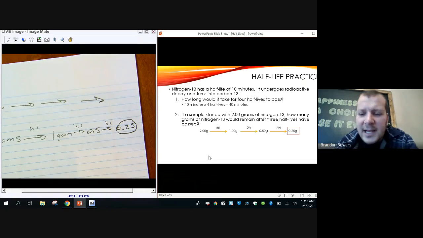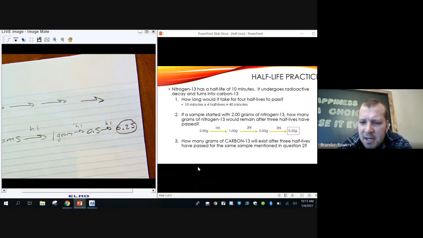Hopefully that kind of makes sense on half-lives. Let's try one more. How many grams of carbon-13 will exist after 3 half-lives have passed for the same sample mentioned in question 2? How many grams will exist? I want you to try it out.